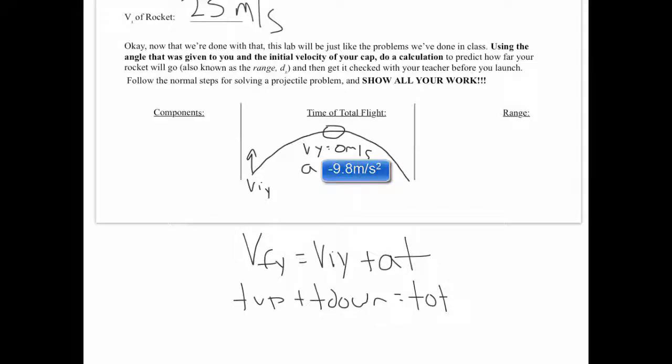Once you have your time total, then solve for range. And to solve for range, you need to understand, of course, that in the x direction, our velocity remains constant for the entire path of the rocket. That means that if our velocity is constant, it only depends on total displacement and time. Fortunately, we've already solved for our Vx because we did our trig in step 1 and found our Vx component. And we also know our total time in the air from step 2, where we added our time up to our time down to find time total.